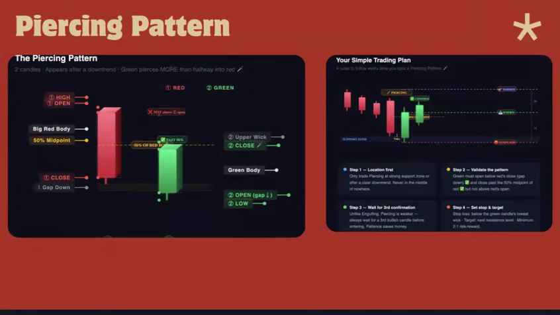Next bullish reversal pattern is the piercing pattern. And this one has a very specific rule that makes it unique. Like the bullish engulfing, this is a two candle pattern.